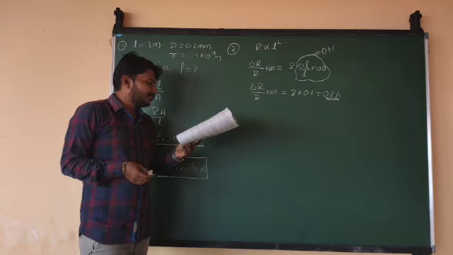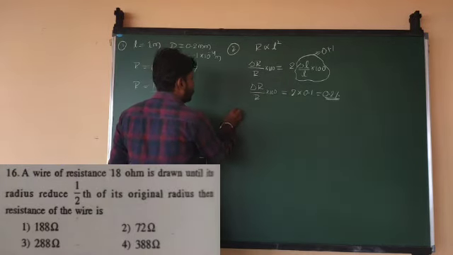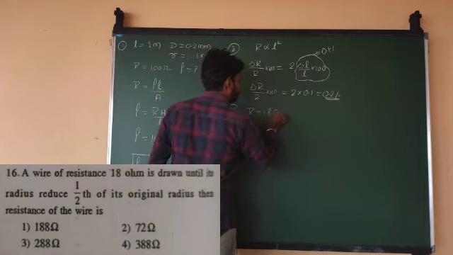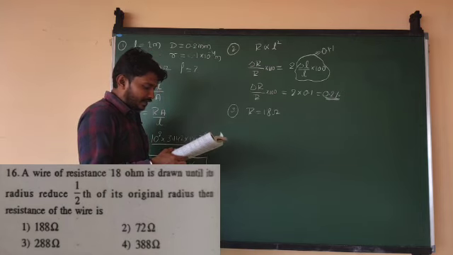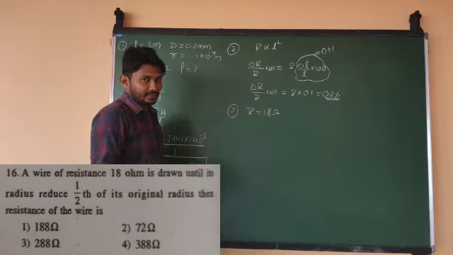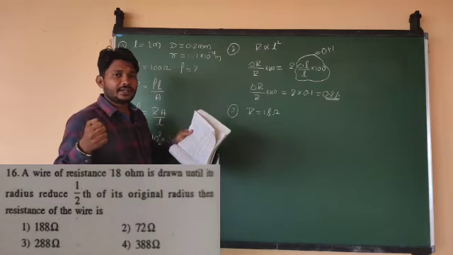Look at the next one. A wire of resistance 18 ohm. One wire is there, its resistance value is 18 ohm. It is drawn until its radius reduces to half of its original radius. So I am going to stretch that wire.